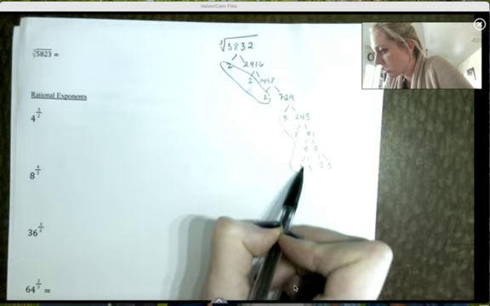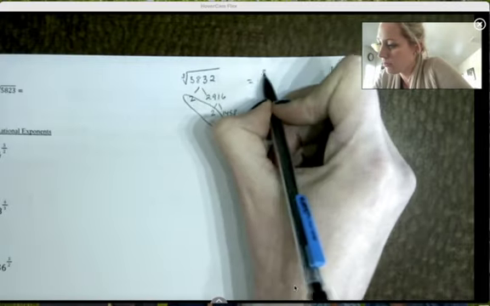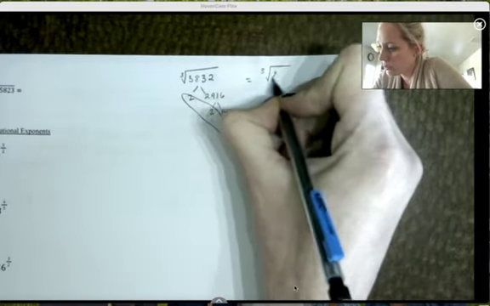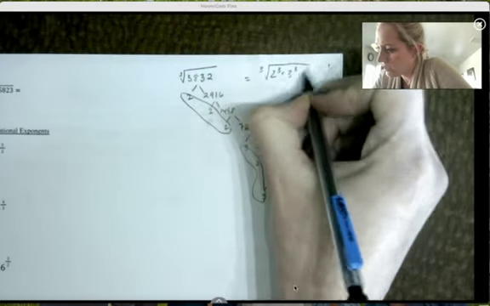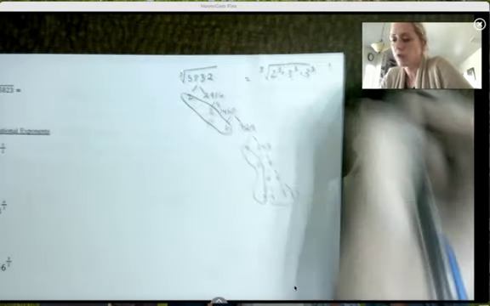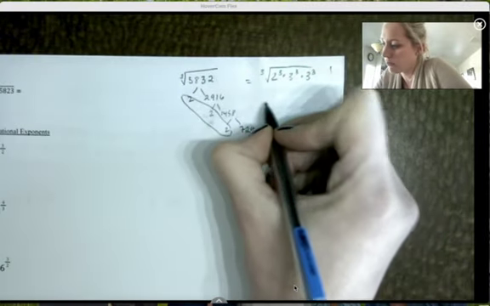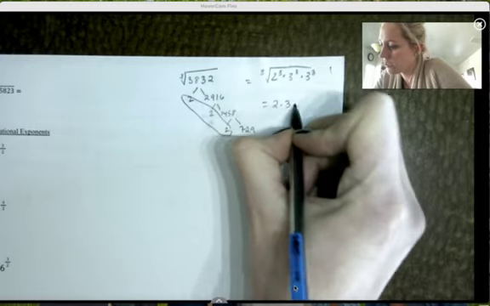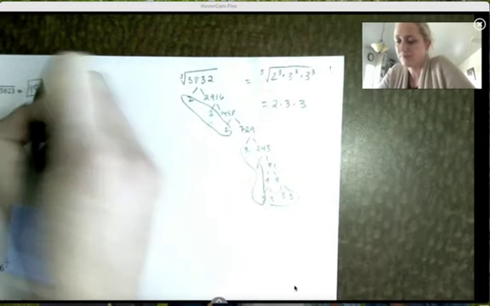This is the same as 3 cubed and another 3 cubed. So here's really what I have: the cube root of 2 cubed times 3 cubed times 3 cubed. Based on what I saw from that previous page, all those cube roots are canceling and we're left with 2 times 3 times 3. So 6 times 3 is 18.